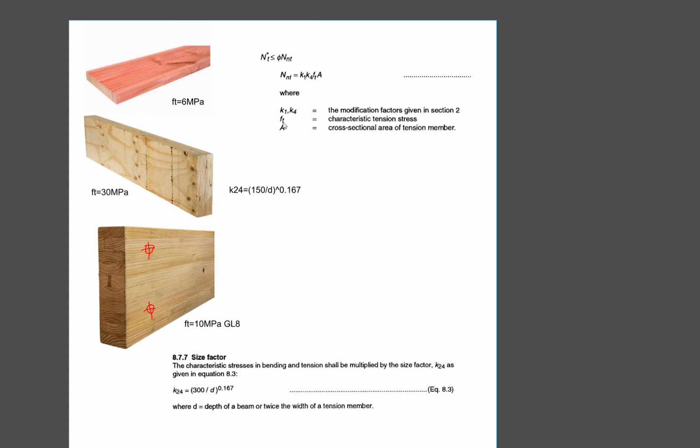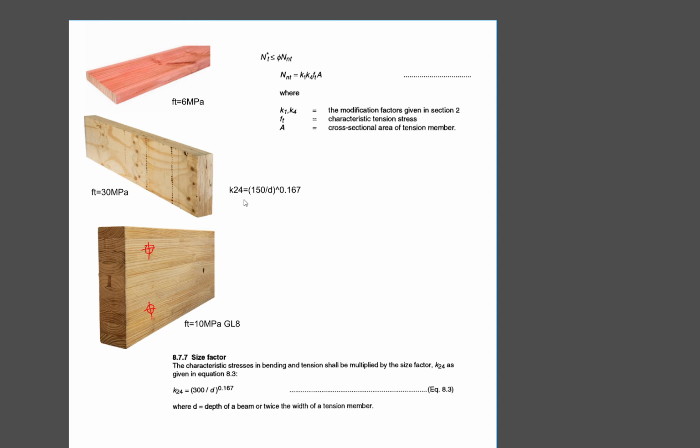The only thing is that you have to make sure that you still consider the K24 factor, that is the size factor. So for LVL, if I were using Carter's LVL high span, you would just use their specified K24 factor, that is 150 divided by D, to the power of 0.167. That would be your size reduction factor for your LVL. You might have a different size factor for a different manufacturer, so check on that.